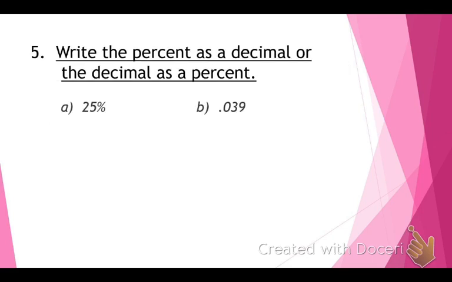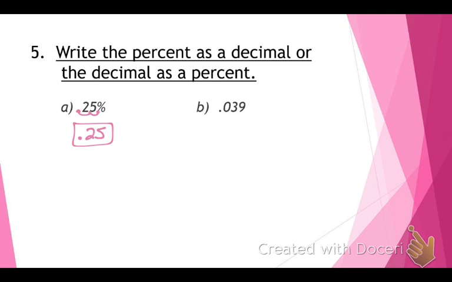Number 5 says to write the percent as a decimal or the decimal as a percent. Alex, go ahead and do problem A for me, please. Where is my decimal at? Tell me then, where's the decimal at? 25%, where's the decimal at? In the back. There's no need to be confused about this. What do I do with my decimal point? You move it 2 times to the left, and what's your answer? 0.25.